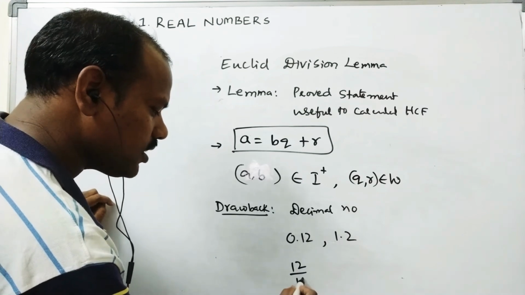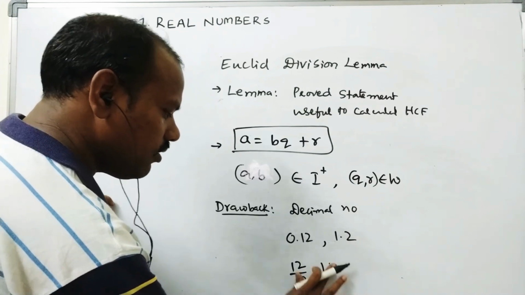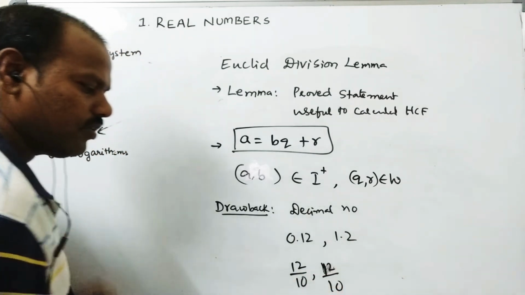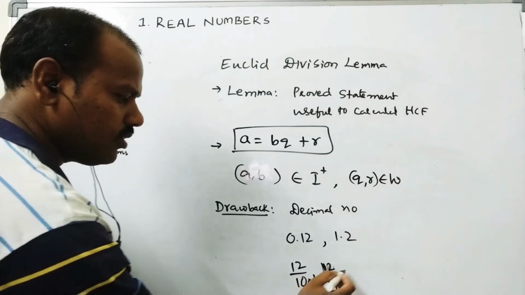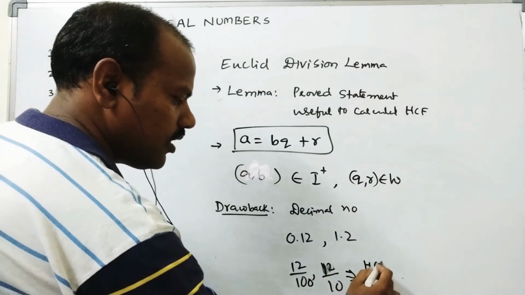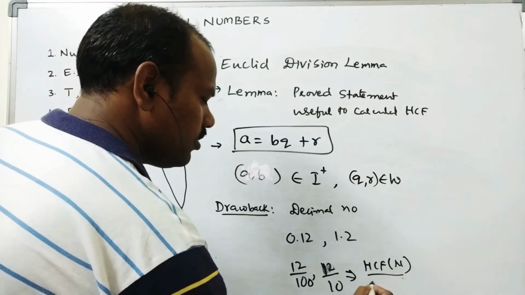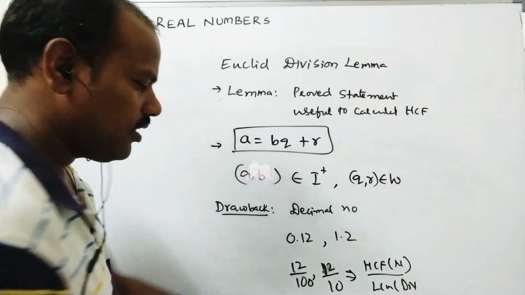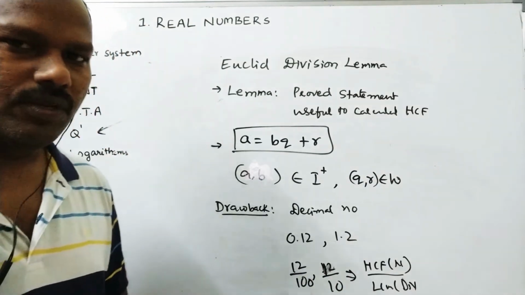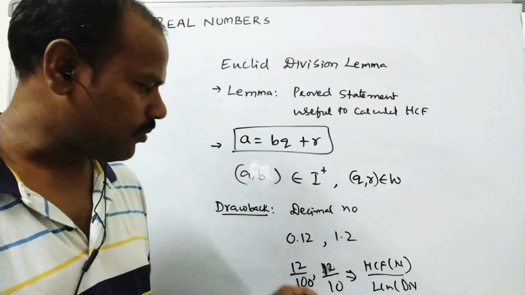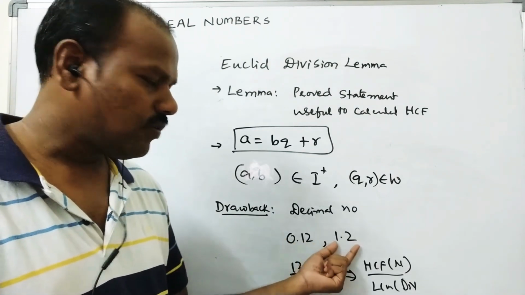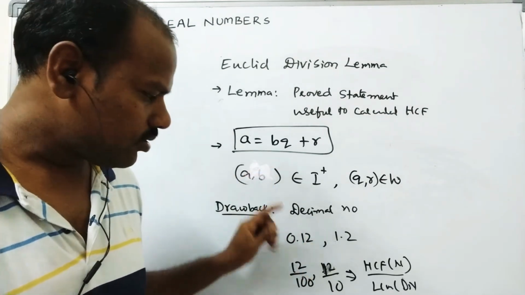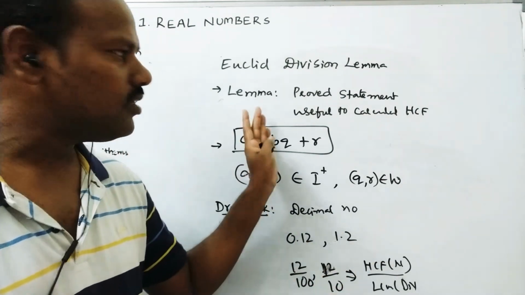What we do if you want to find the HCF here: 1.2 you can write as 12 by 10 and 0.12 you can write as 12 by 100. So how to find the HCF? Very simple. HCF of numerators by LCM of denominators. So here HCF of 12, 12 by LCM of 10, 100. That way you can find it. But that is not what I am talking about here. For 0.12 and 1.2 we can't apply the Euclid division lemma algorithm to find the HCF. We will find it in this manner, not using the division algorithm.